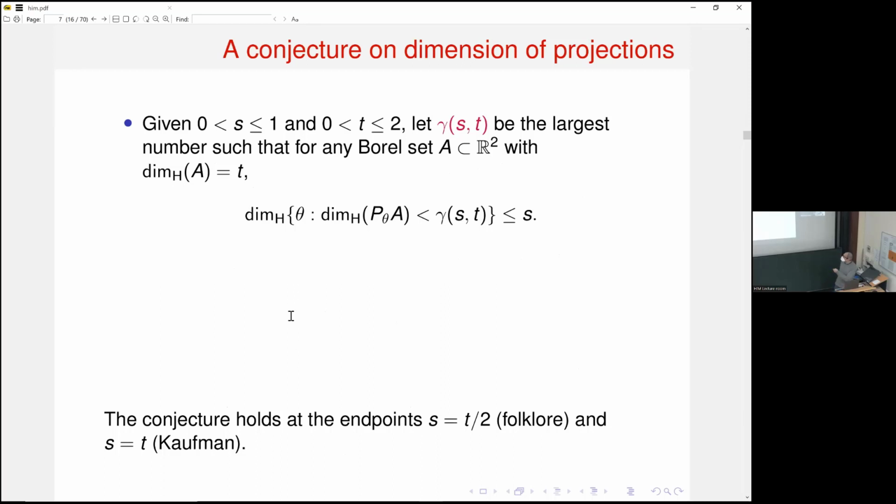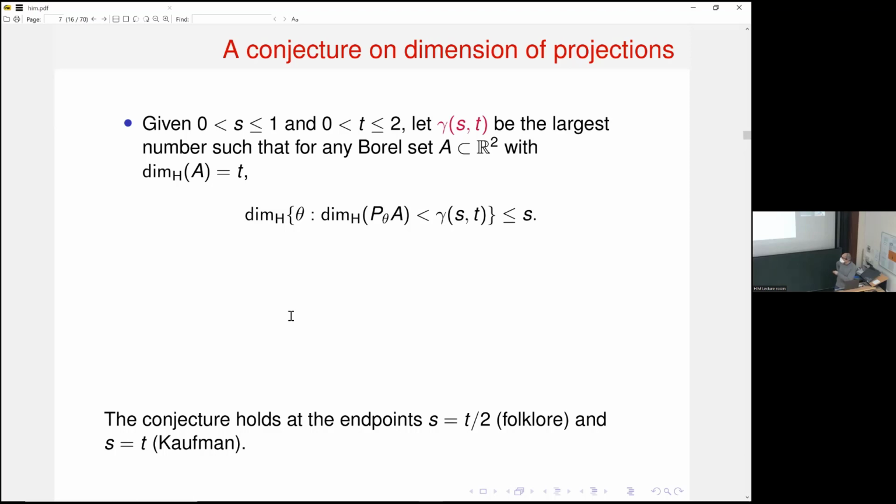So now we do have a parameter t, which somehow doesn't really show up in Kaufman's theorem, but that's just an artifact of the proof. In real life, the larger the dimension of the set one is projecting, the better things should behave. So then we can introduce a function gamma of s,t, which is the best you can hope for, in the sense that it's the same number that works for every set A, just in terms of the dimension of the set upstairs and the dimension of the set of directions. So gamma of s,t is the largest number such that for every Borel set in the plane with dimension t, the dimension of the projection doesn't drop below this number outside of a set of directions of dimension s.